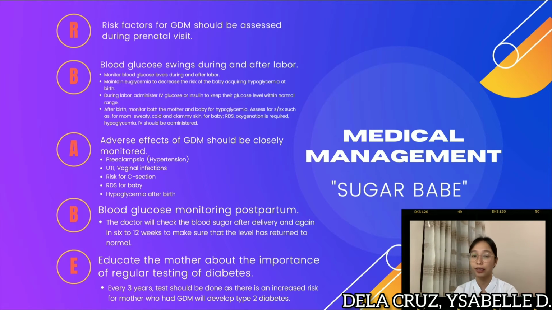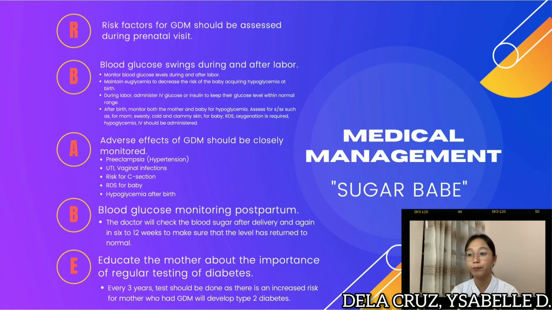Paano ba nangyayari yung hypoglycemia sa baby? Since yung mother na may GDM, mataas yung blood glucose level niya, napapasa ito hanggang sa fetal circulation and then na-acquire ito ng baby. So, ang magiging response nito is yung pancreas ng baby, magpuproduce siya ng insulin to counteract the blood glucose level. Kaya lang, pag na-deliver na yung baby, magsa-stop or mawawalan siya ng source ng glucose, which is yung mother. Pero may insulin pa rin siya. Kaya nagkakaroon ng hypoglycemia.